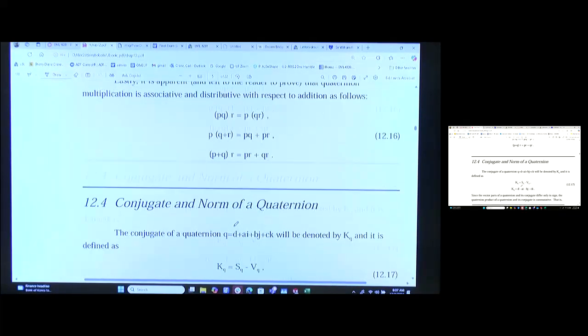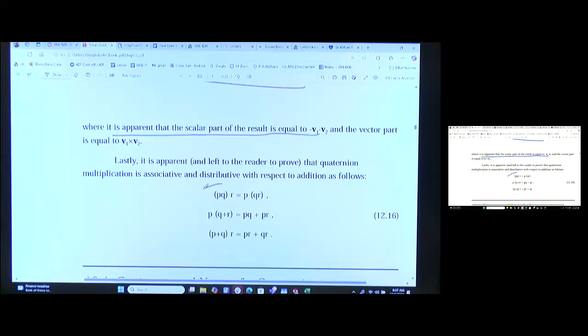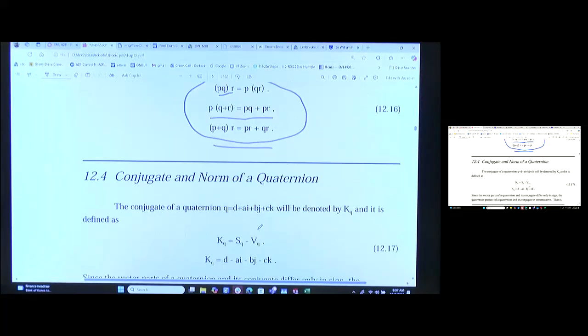So these are the ones that I didn't feel like writing on the board. Again, the order matters, but it doesn't matter if I do PQ, then R, or if I do QR and then pre-multiply by P. This is going to hold true for us. These are all quaternions, P, Q and R, so I just didn't feel like writing those on the board.